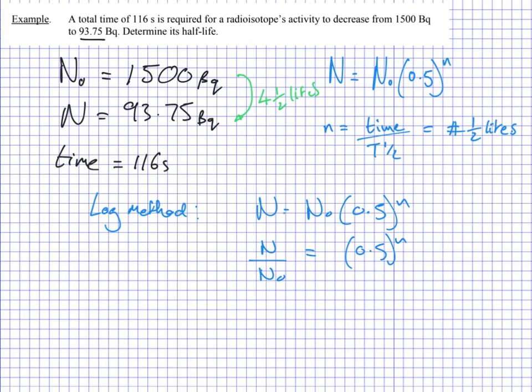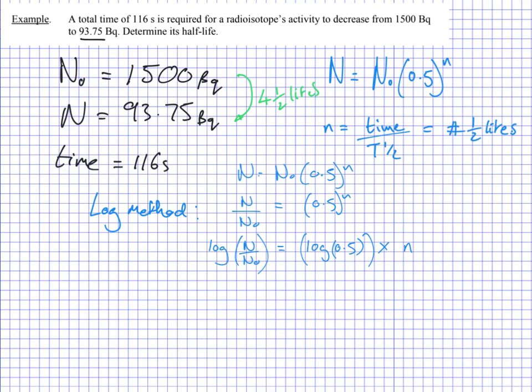Well, it means that I'm going to put this in brackets. I'm going to log this part, so N over N0. So log of that is going to be equal to the log of 0.5. Let's keep that there for a second. And now the exponent comes down multiplied by n. I guess I should put that in brackets as well.